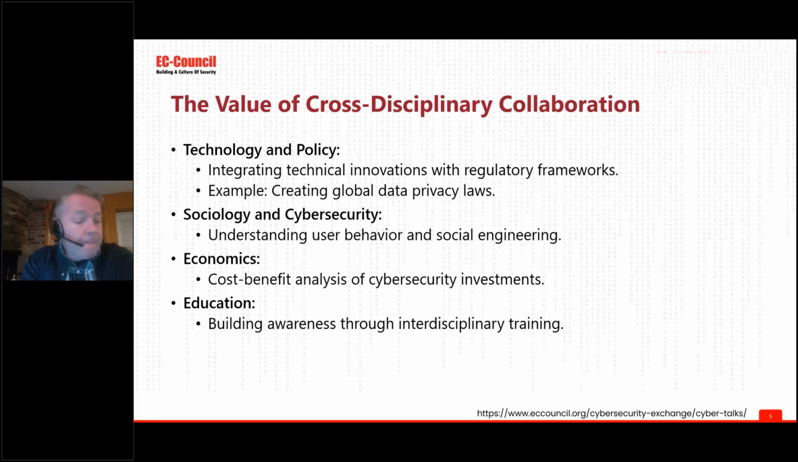Sociology and cybersecurity: understanding user behavior, social engineering. When we look at the human element of any sophisticated organization, this sophisticated attack is often overlooked, because what will happen is that your security team or your IT department or whoever is in charge of incident response will become fixated on the technology component. They'll be worried about what is this malware? How do we get rid of this malware?